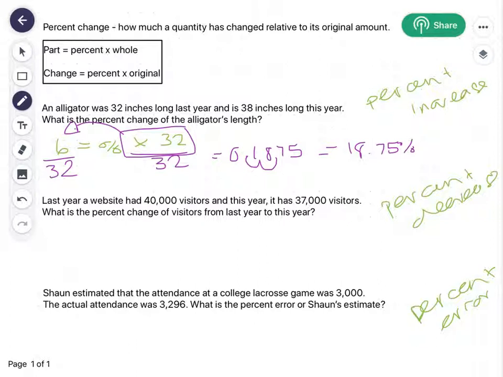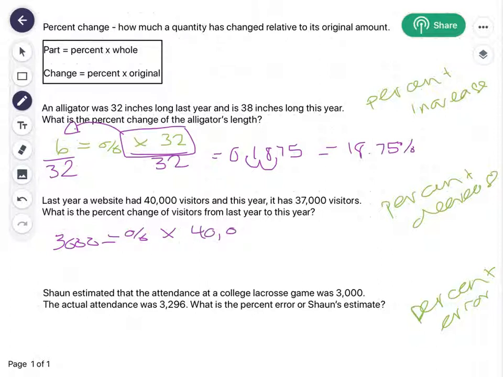For the second one, this is our percent decrease. So how much did it go down? So last year, a website had 40,000 visitors, and this year it has 37,000 visitors. What is the percent change from visitors from last year to this year? So we have our change. So 40,000 minus 37,000 is a change of 3,000 equals our percent times where it started, its original, which was those 40,000 visitors.